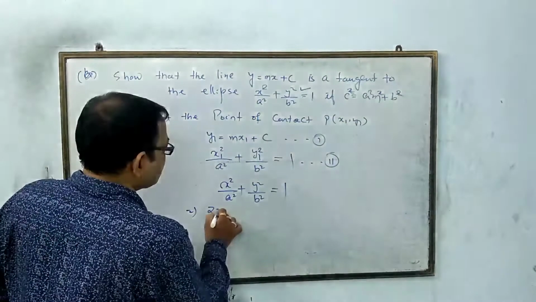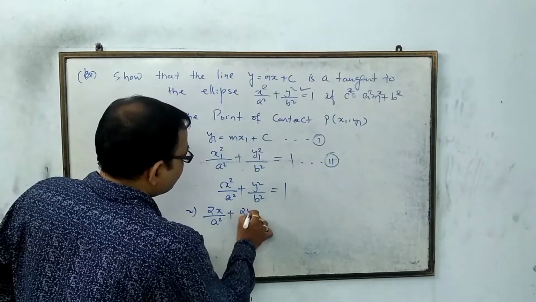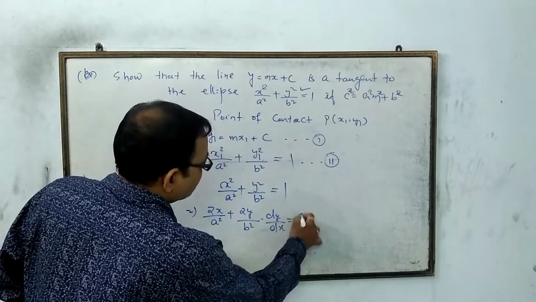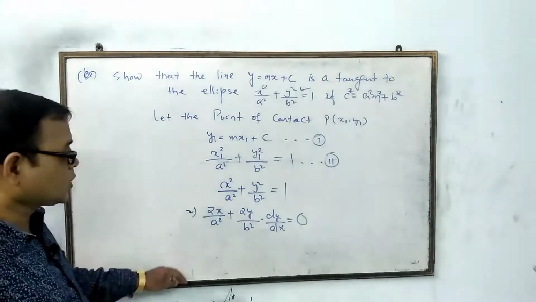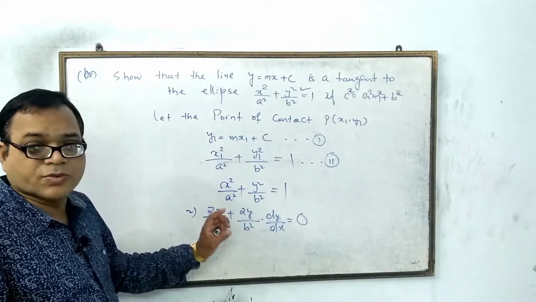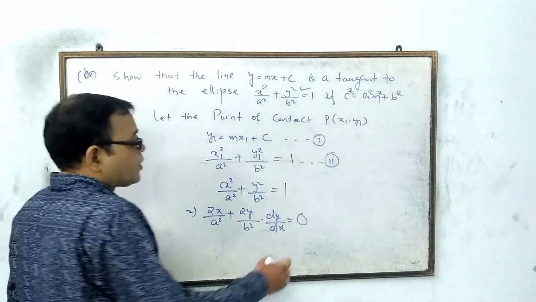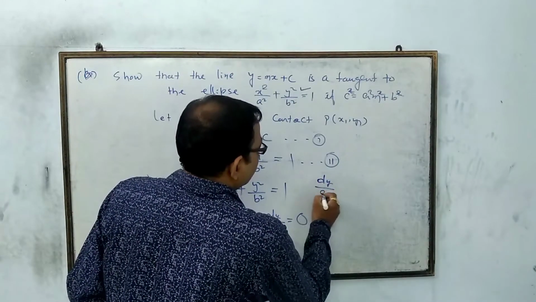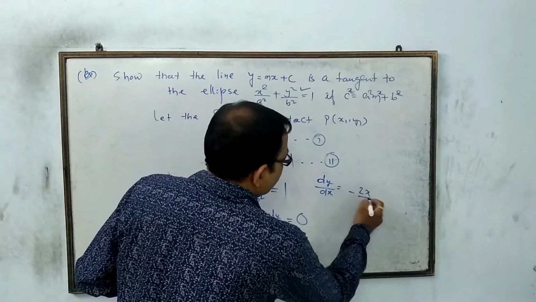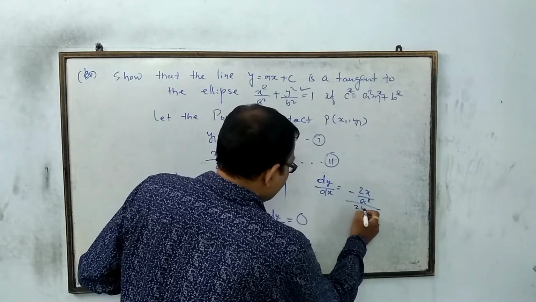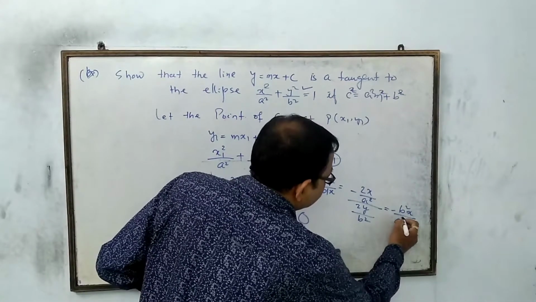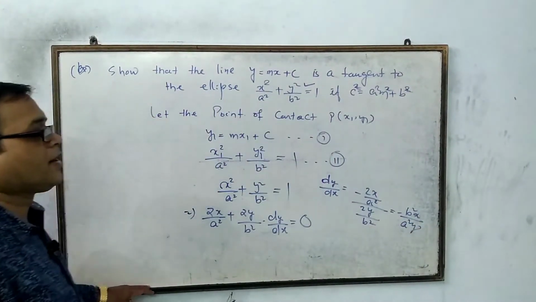Take the derivative: 2x/a² + 2y/b² · dy/dx = 0. I think you are very smart at obtaining derivatives. The derivative of x² is 2x times 1/a², and the derivative of y² is 2y · dy/dx times 1/b², equal to 0. Therefore dy/dx = −(2x/a²) divided by (2y/b²). So the answer is −b²x/(a²y). We have got dy/dx.